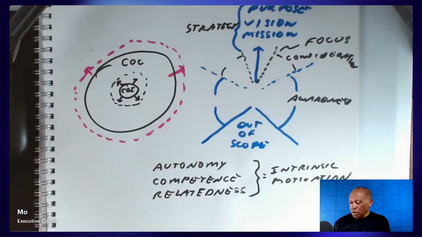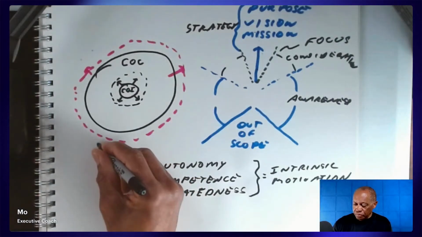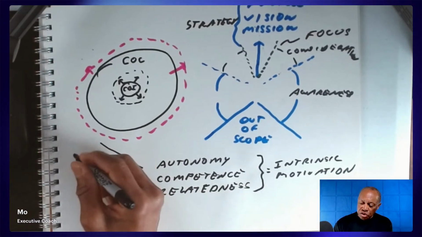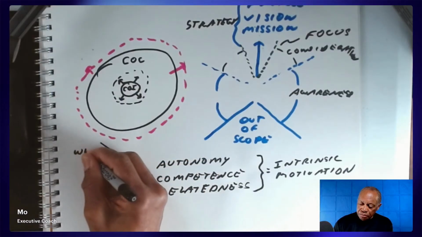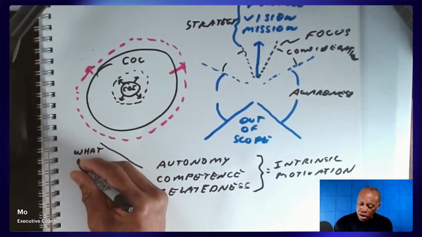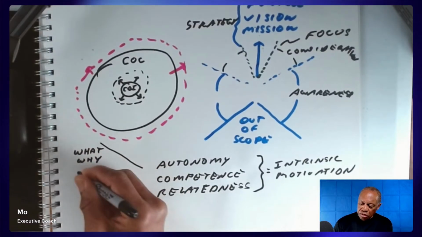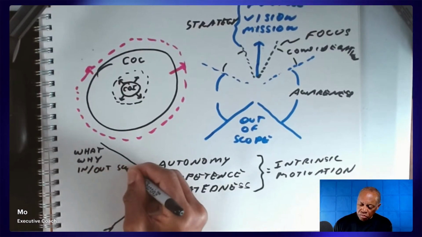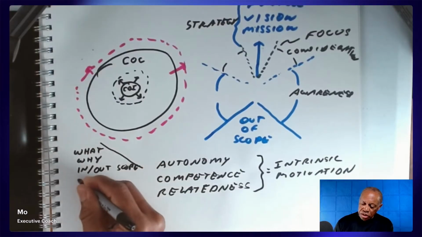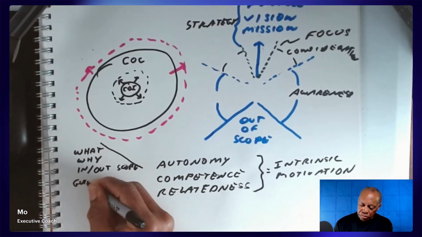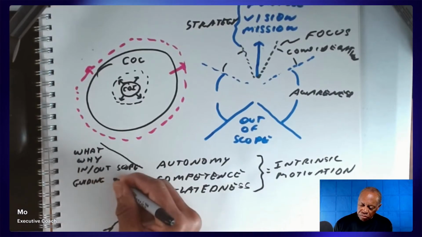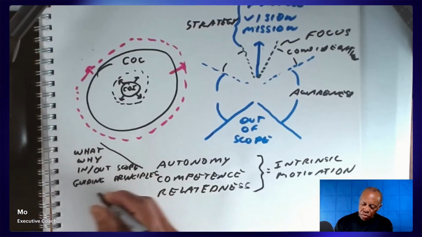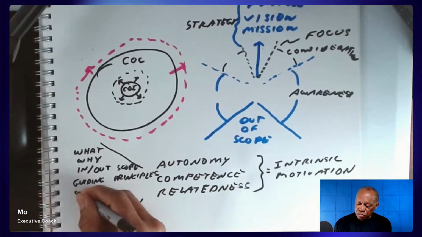And to do this, when we're creating, when we're innovating, when we're adjusting to crisis, we want to make sure we know the what, the why, the in versus out of scope, we need guiding principles, and we need outcomes and deliverables.